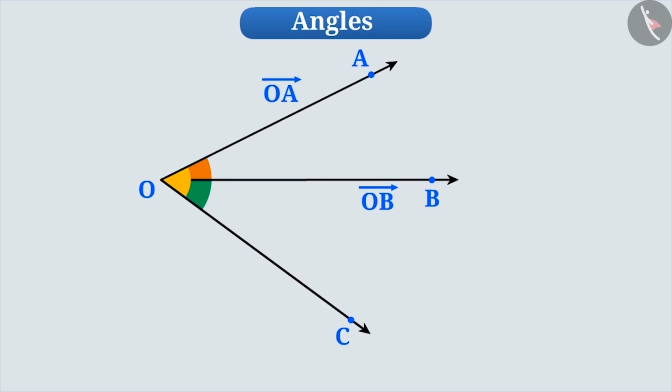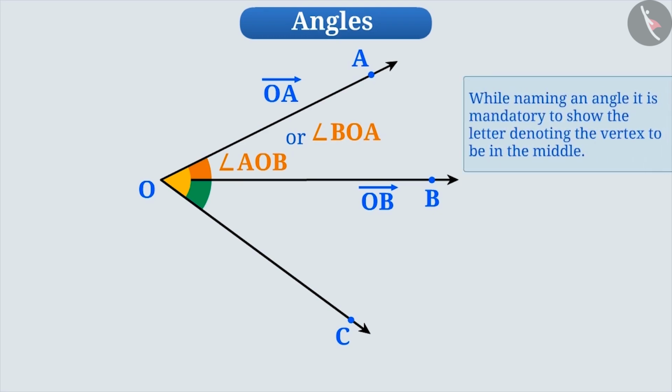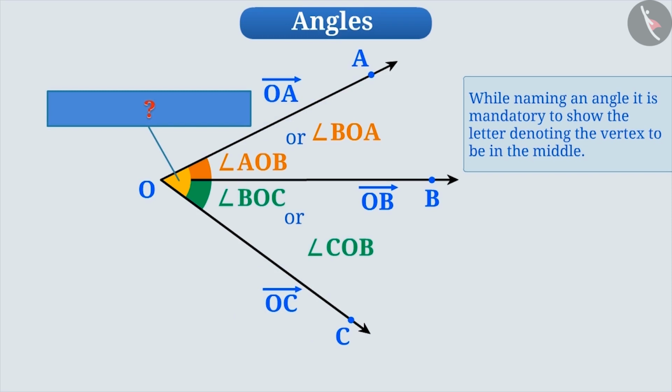For example, we will name the angle formed between ray OA and ray OB as angle AOB, or we can name it as angle BOA also. While naming any angle, it is important to indicate the name of the vertex in the middle. Just like angle AOB, we will name the angle between ray OB and ray OC as angle BOC or angle COB. Now, can you say what name will be given to the angle formed between rays OA and OC?